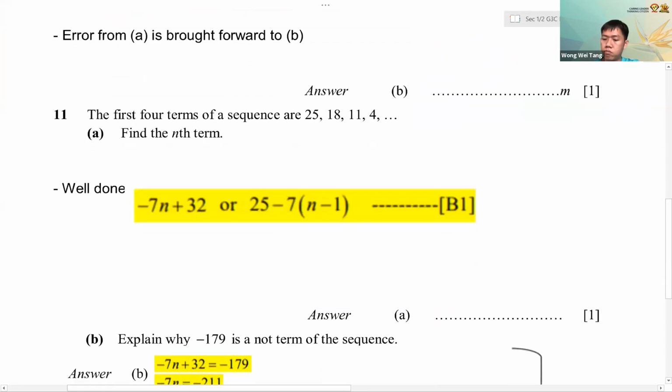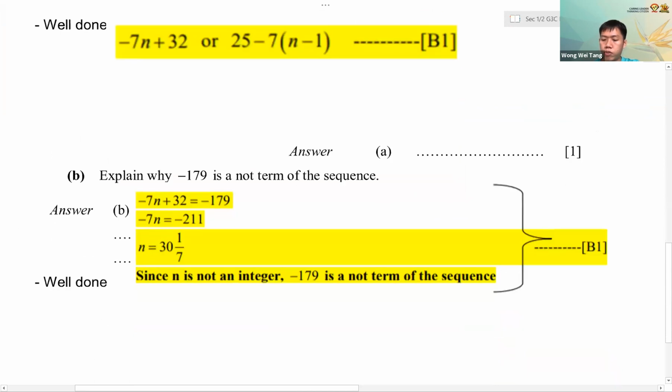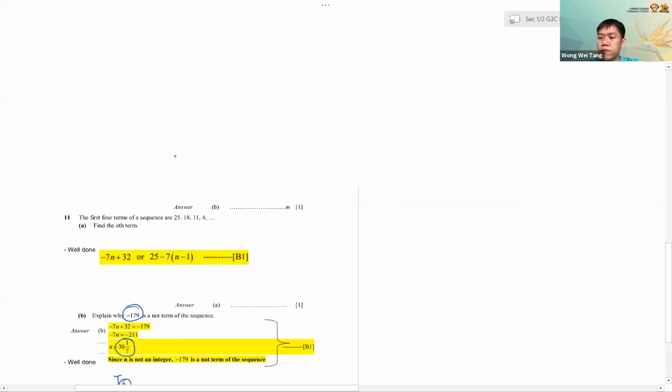Okay, number pattern, apparently well done. That's good. Well done also for the explanation. Explain why it is not a term of the sequence, as mentioned, always tested. So we are trying to find out the term number. You remember Tn, we are trying to find this value of n. It turns out that it is 30 and 1/7, which is not an integer. So the value of -179 cannot be part of the sequence.